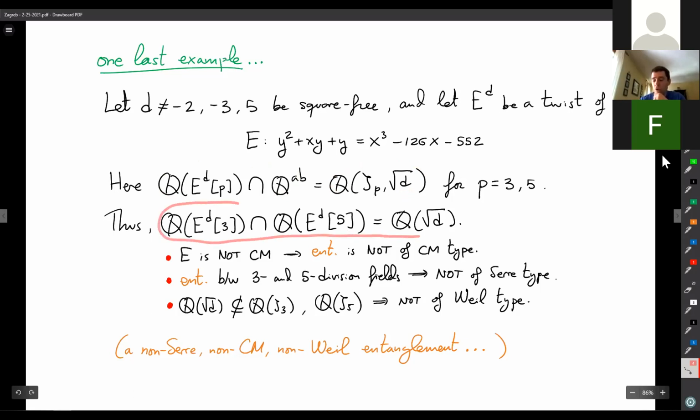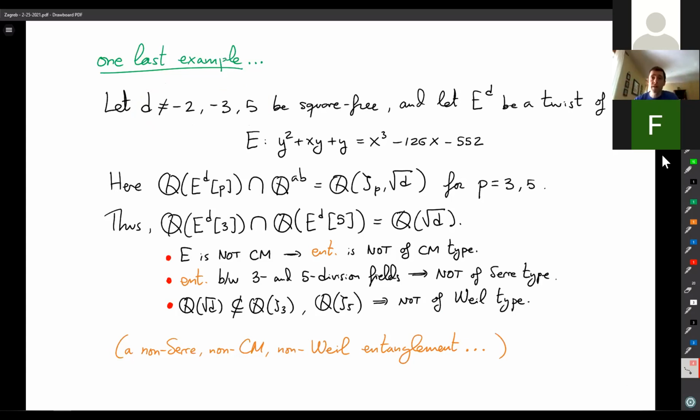So the intersection between the third and the 5th division field, it turns out is just a quadratic field, the square root of d. It is not a CM entanglement because this elliptic curve has no CM. It is not a Serre type entanglement because the 2 division field is not even in the picture. And this Q adjoint the square root of D, as long as you assume that D is not -2, -3, or 5, this quadratic entanglement is not inside the cyclotomic extension, so it's not a Weil entanglement either, as we defined it.